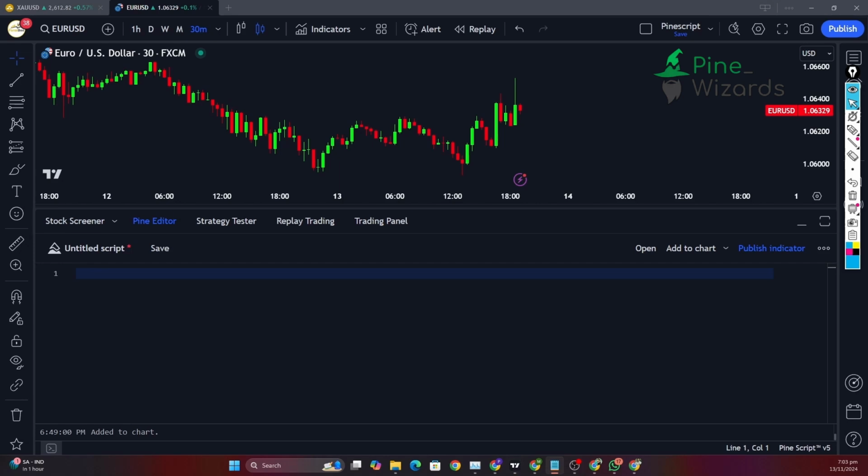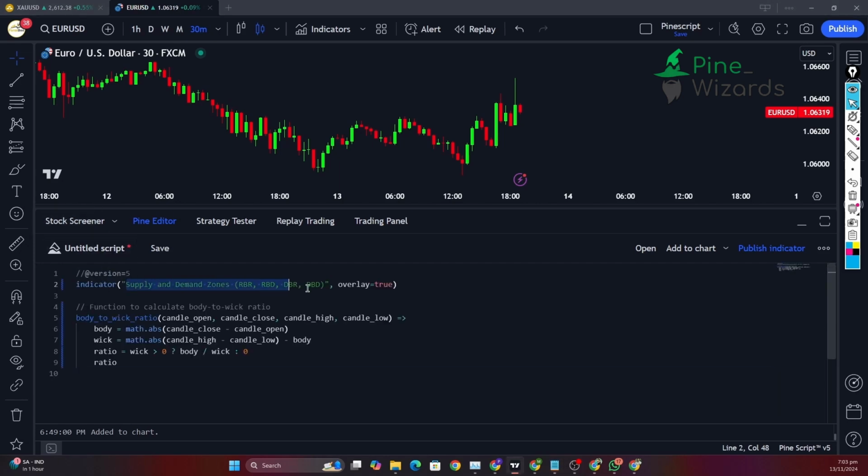First of all, we're going to define the function. We're going to call it Supply and Demand Zones Indicator. We're going to detect these four types of zones, and overlay is going to be true.